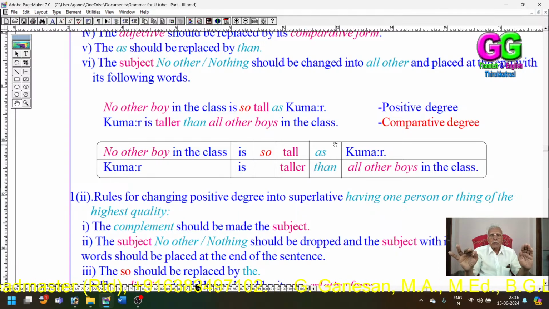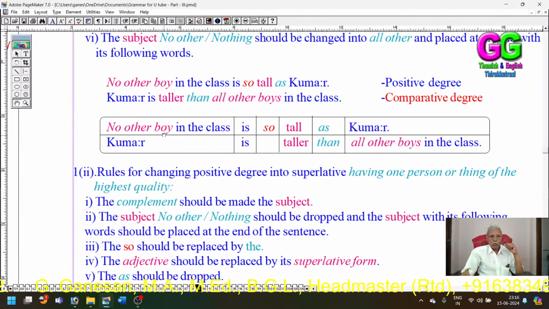What are the rules followed here? Let us see. First, no other boy in the class is so tall as Kumar. Positive degree. First, the complement should be made the subject. This is the complement. Rule one: the complement should be made the subject. Then the verb.